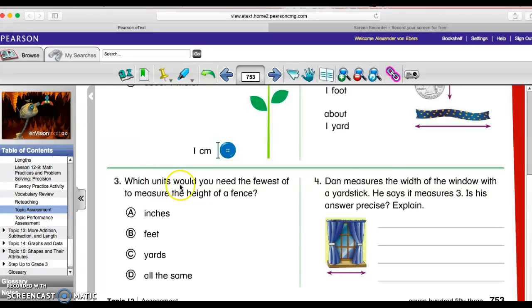Which units would you need the fewest of to measure the height of the fence? So if you had a fence, which would you need the fewest of? Would you need the fewest inches, the fewest feet, the fewest yards, or all the same?